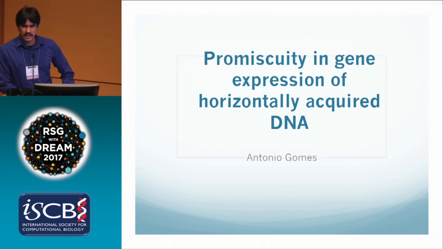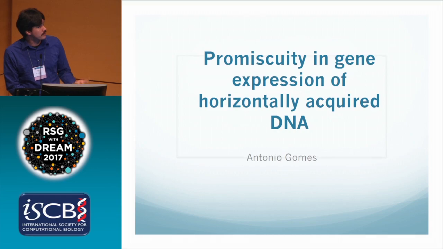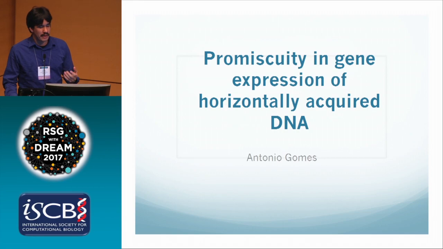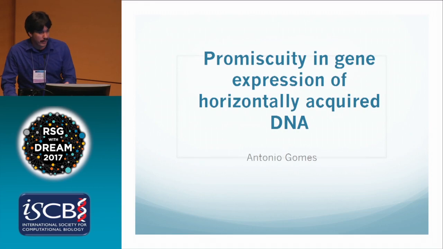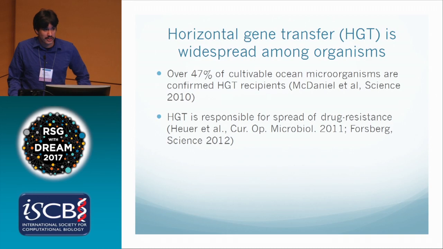So I'll talk about research that I developed during my postdoctoral work at Columbia University. It's about promiscuity in gene expression of horizontally acquired DNA. You are going to understand more about this soon, but it's basically about regulatory compatibility among microorganisms. And first, I'll give a quick overview about horizontal gene transfer.